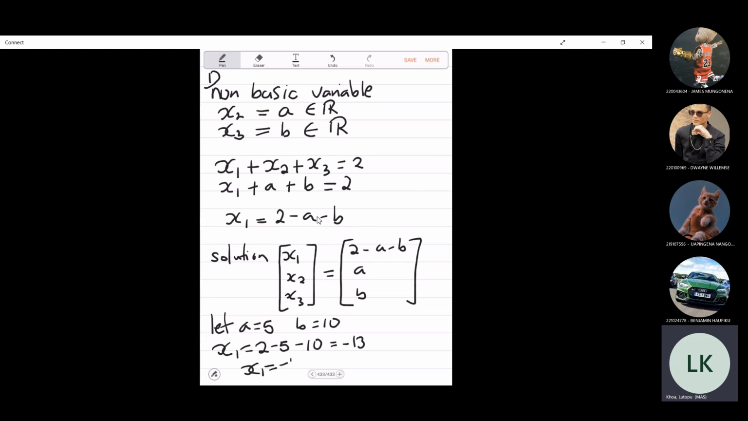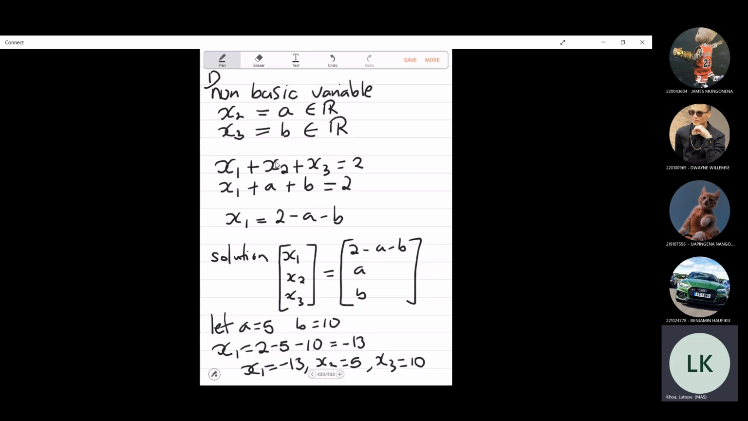x1 is equal to minus 13, x2 is equal to 5, and x3 is equal to 10. So this would be one of the solutions. And when I substitute it back into the original system, it will satisfy it. So you can see it is possible to pick any value for A and B.